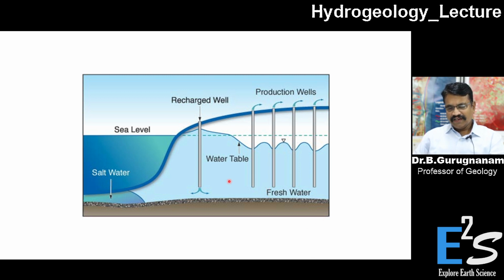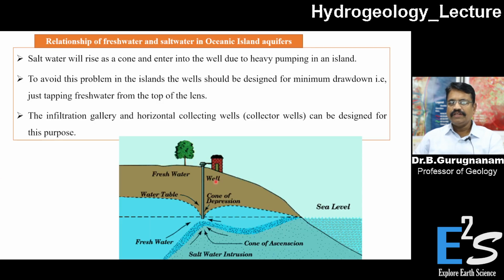And this is another real scenario where seawater is here. When you pump the water, even though this is the water level, because of the pumping, the water level has gone down. Wherever the pumping is there, you can notice the cone of depression. If you continuously pump the water, slowly, once seawater is included, you cannot push the seawater back into the sea. That is another big issue in the coastal tract or the islands with respect to freshwater and salt water. Salt water will rise as a cone when you pump the water and enter into the well due to heavy pumping in the island. We have to avoid this problem in the island.